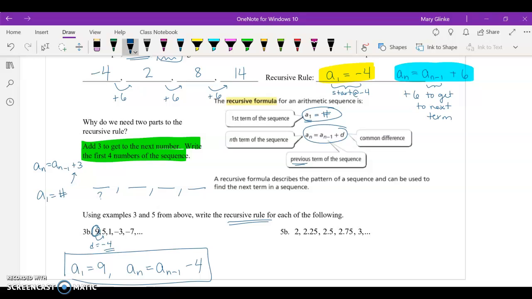So for 5b, the question is where do I start? I'm starting at 2. And how do I get from one term to the next term? We would take the previous term and add 0.25 for that one. That was our common difference. So that's how we write recursive rules.